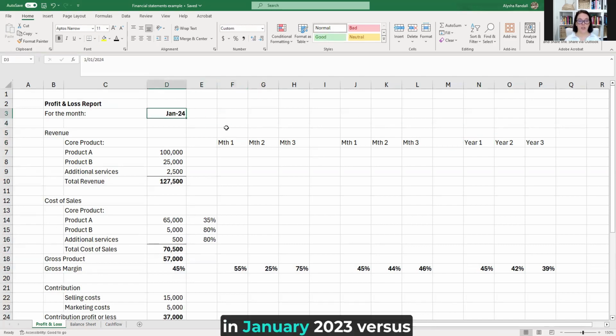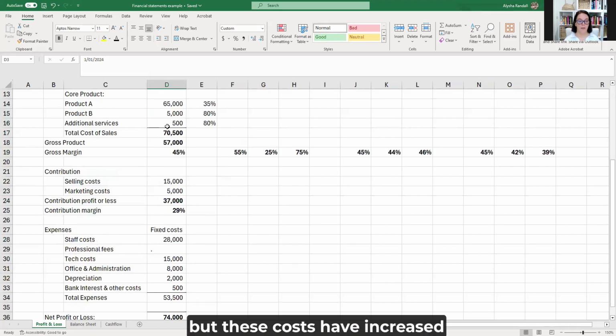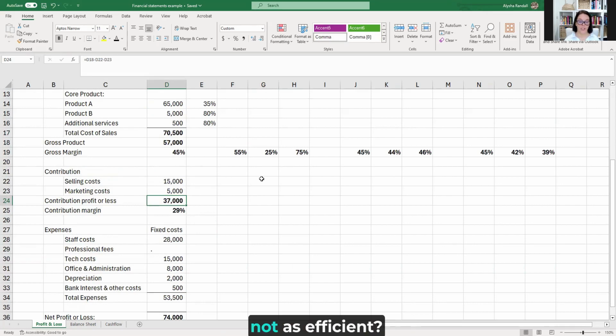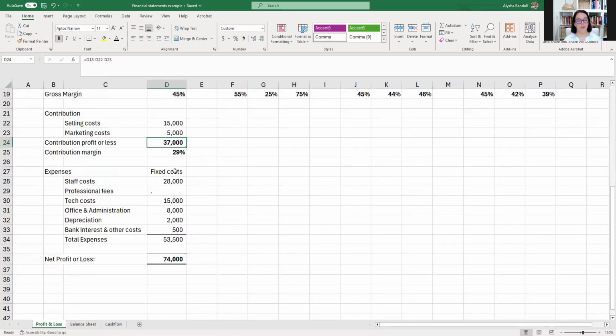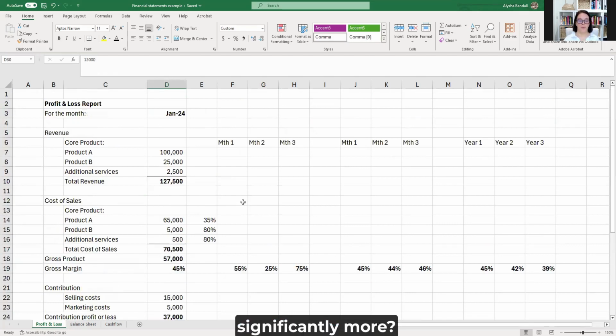So in January 2023 versus January 2024, and I find this particularly interesting for seasonal companies, you're comparing the same month year on year. How are you looking? Have you got the same amount of revenue in January, or have you increased by, say, 50% January 23 to January 24, but these costs have increased by 100% and therefore you're not as efficient? Or if these increase significantly more? It's really interesting to see month on month as well as year on year.